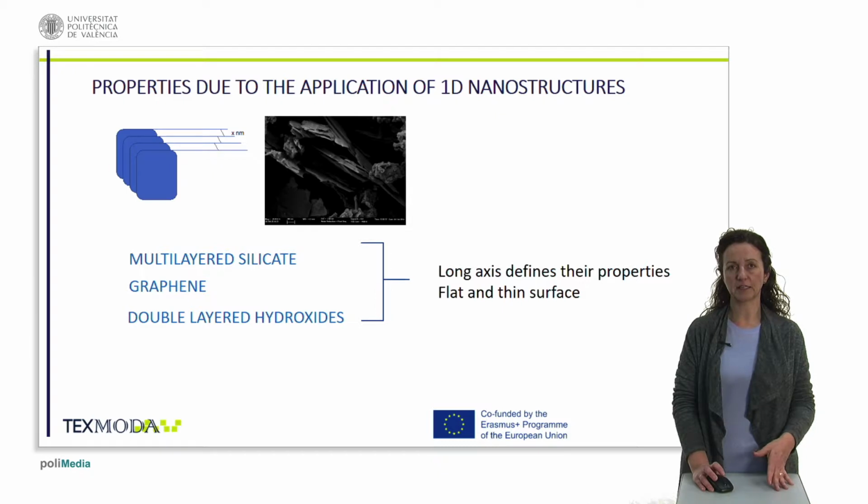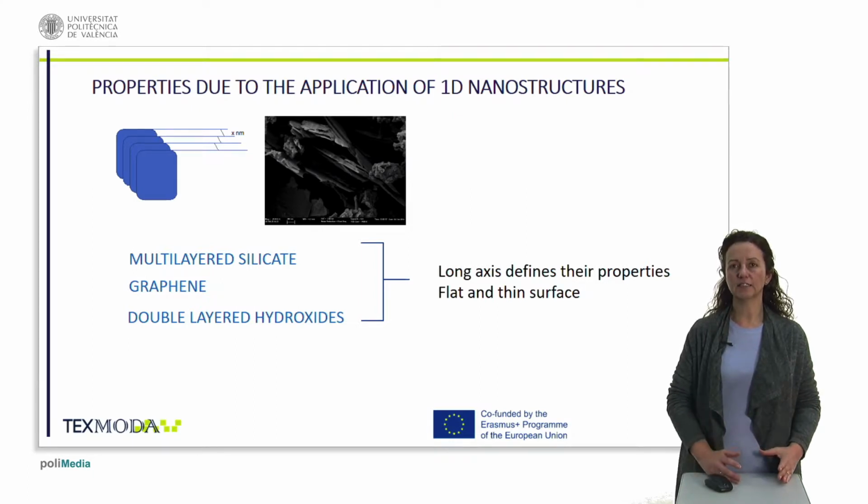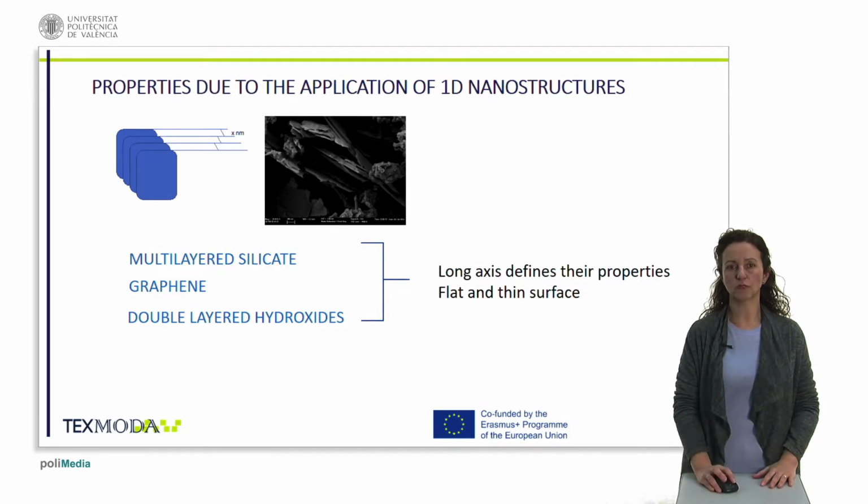It could be multi-layered silicates, graphene, and layered double hydroxides. In this case, we can observe that it is the long axis that defines the properties. It means that we have one dimension which is nanometric. In this case, it would be this here, okay, the dimension here. And we can observe that, for example, this direction and this direction are not nanometric. This means that we are going to obtain a flat and really thin surface. In this image, we can observe here that we've got the flat surface, okay, and it is really thin.